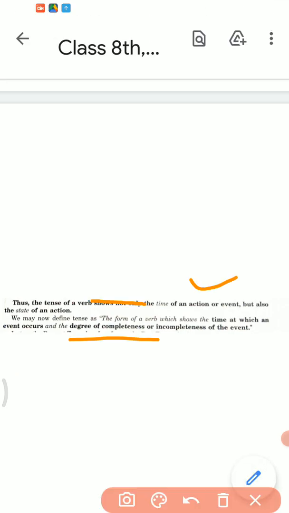So you can see, the tense of a verb shows not only the time of an action or event but also the state of an action.